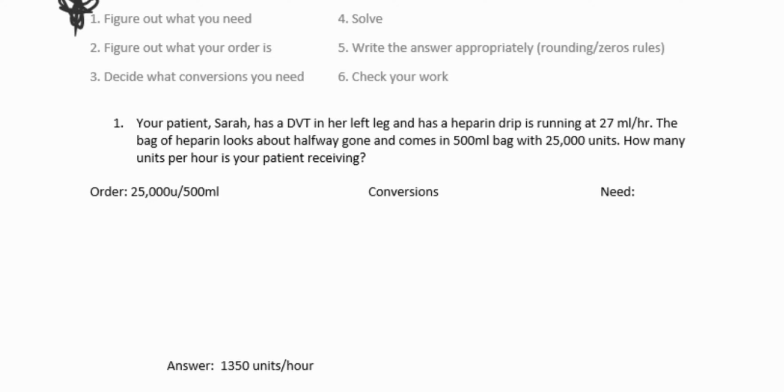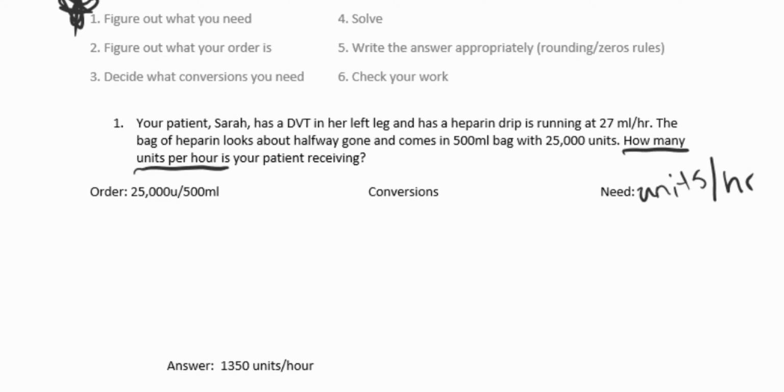Your patient Sarah has a DVT in her left leg and has a heparin drip that's running at 27 milliliters per hour. The bag of heparin looks halfway gone and comes in 500 ml bags with 25,000 units. How many units per hour is your patient receiving? So we need to figure out step number 1, what we need. How many units per hour tells us right there. So units per hour is what we're going to end up with.